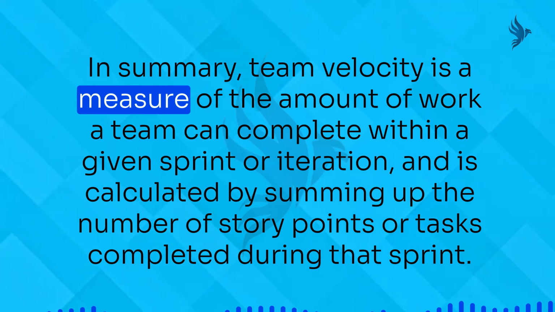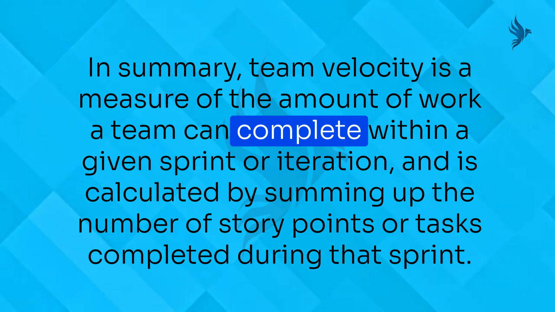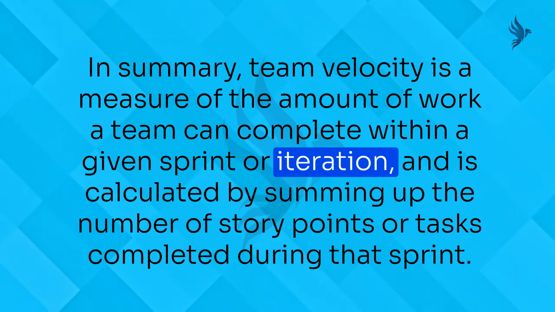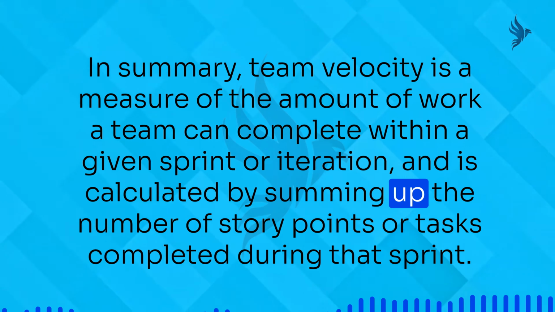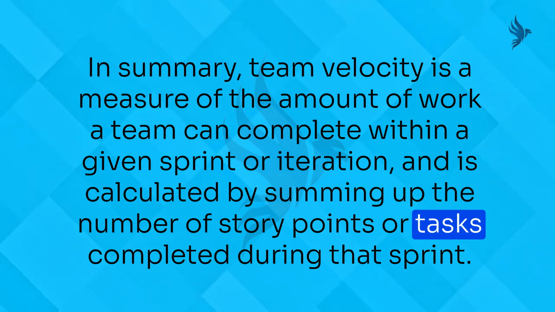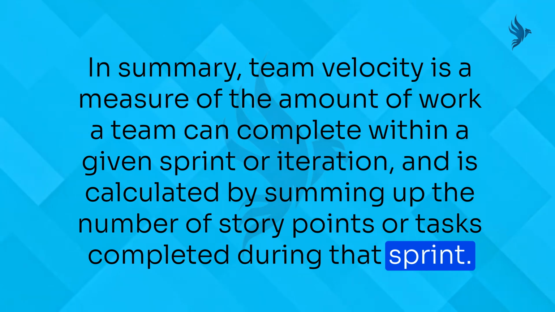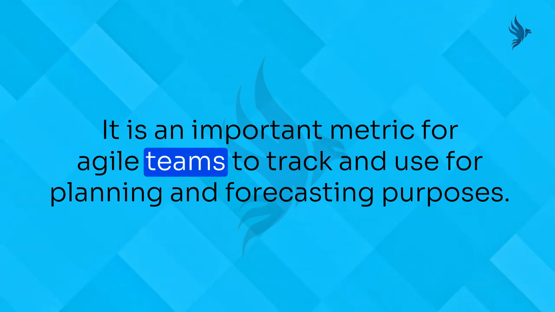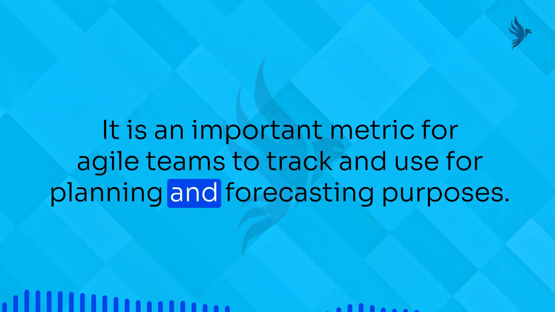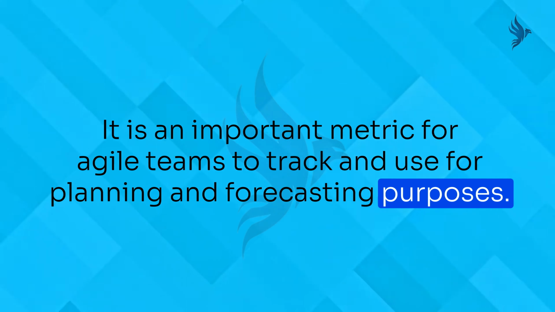In summary, team velocity is a measure of the amount of work a team can complete within a given sprint or iteration and is calculated by summing up the number of story points or tasks completed during a sprint. It is an important metric for agile teams to track and use for planning and forecasting purposes.